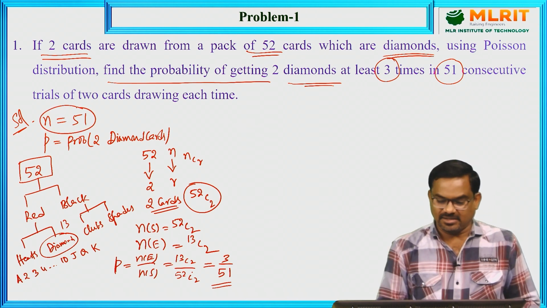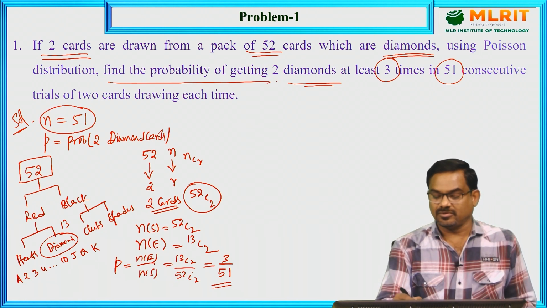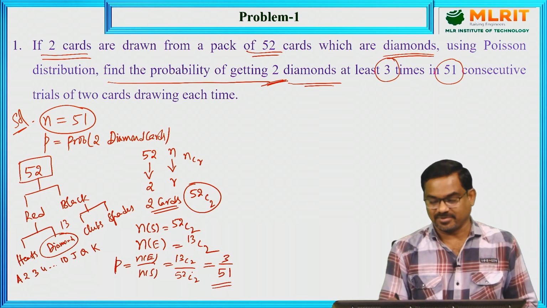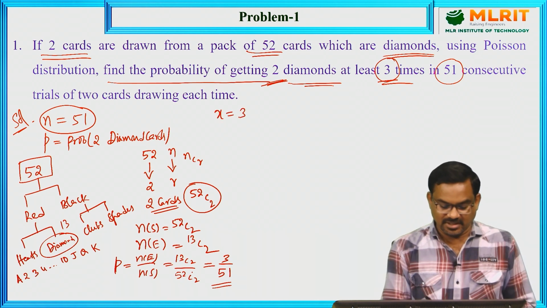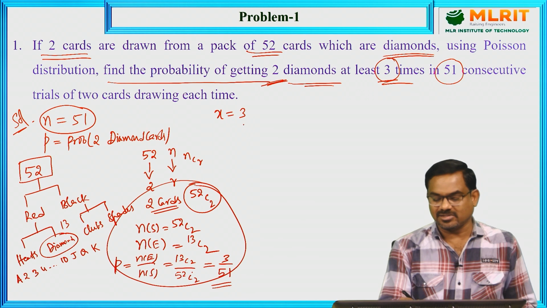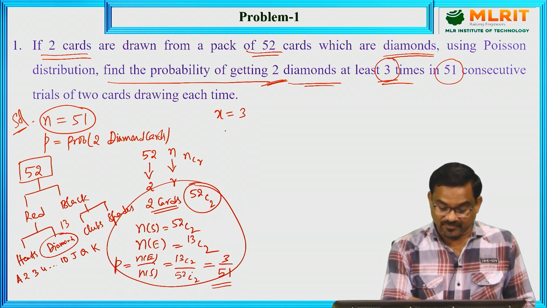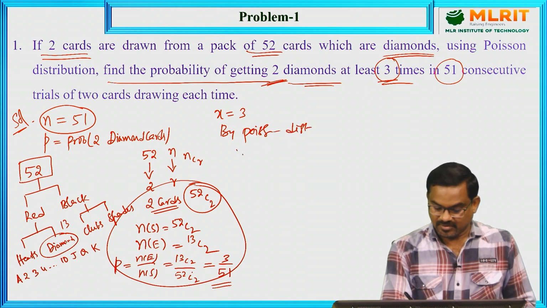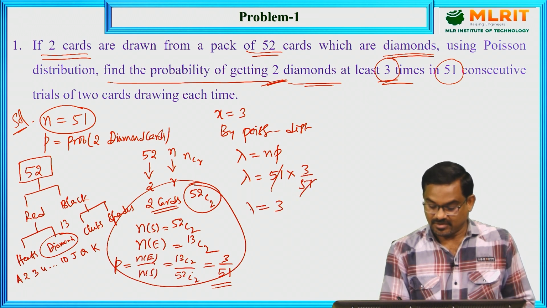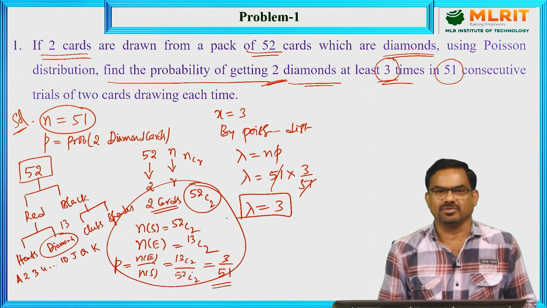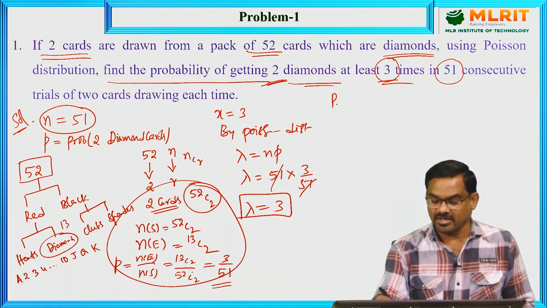Now out of 51 trials, getting two diamonds at least 3 times. So x equal to 3. This should happen at least 3 times out of 51 trials. So by Poisson distribution, lambda is np. So lambda equal to n into probability of success p, so 51 into 3 by 51, which is the value of lambda equal to 3. Now use the Poisson distribution formula.